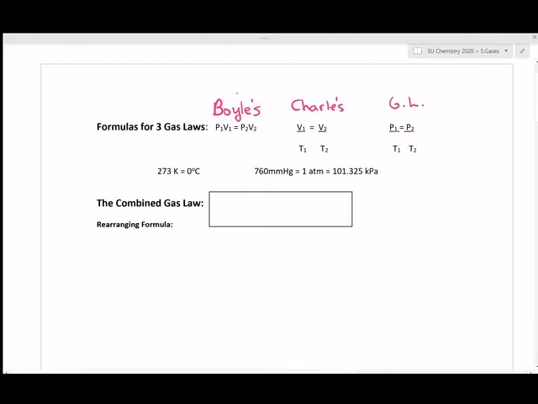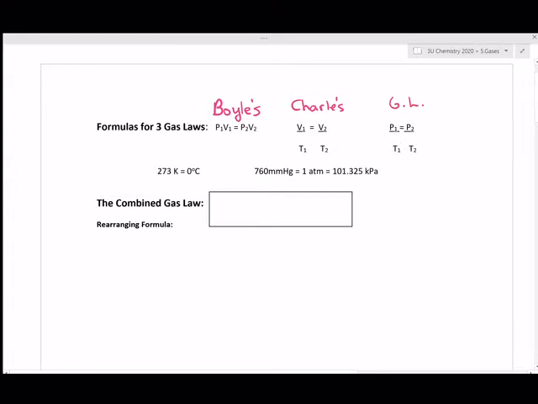So Boyle's law is an inverse relationship because if pressure is great, volume of gas will be small. Both Charles and Gay-Lussac are direct relationships. A high temperature gives a big volume, or a high temperature gives more pressure.